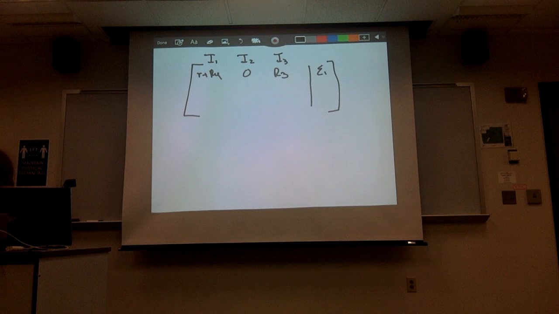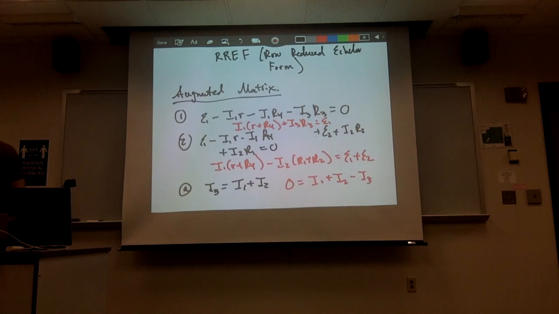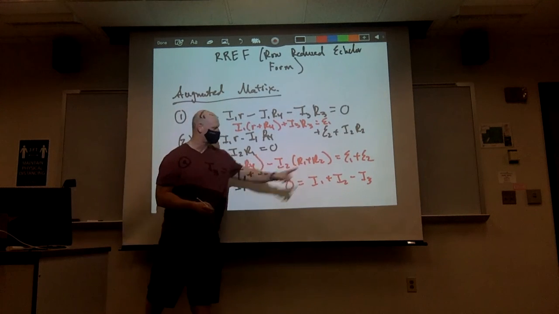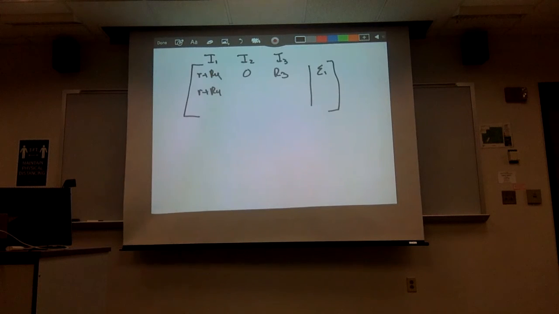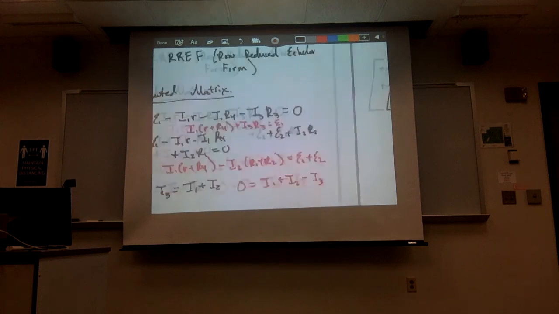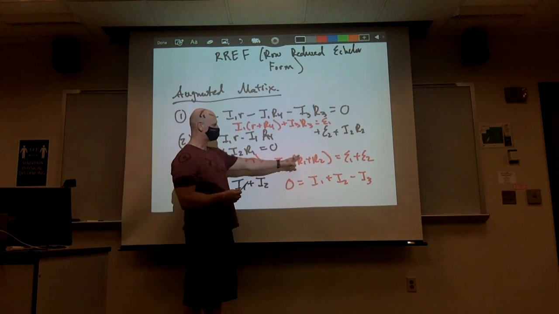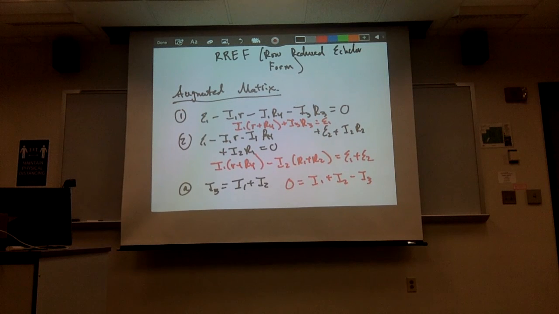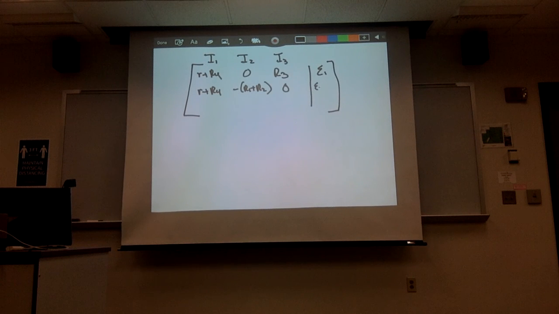Well, the second one, I'm going to do the same thing. So again, I'm going to have R plus R4 for I1. For I2, I then have a negative R1 plus R2. We'll write that down. Here I'm going to get a negative R1 plus R2. There was no I3 here, which means again, my coefficient is going to be equal to 0. The answer was then E1 plus E2. And then for the last one, I get a 1, a 1, a minus 1, and a 0. Remember, I had I1 plus I2 minus I3 was equal to 0. So this is what's called the augmented matrix.